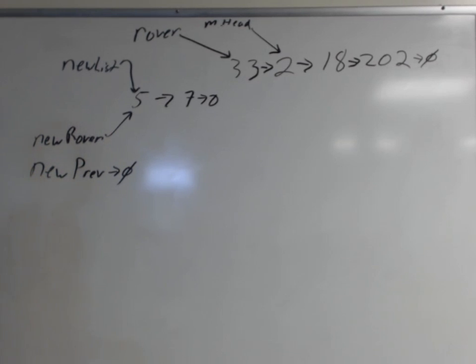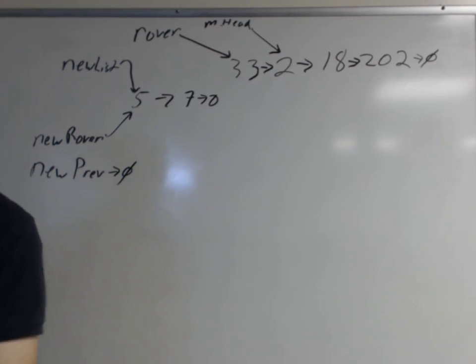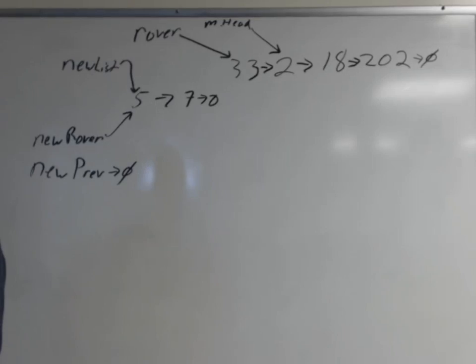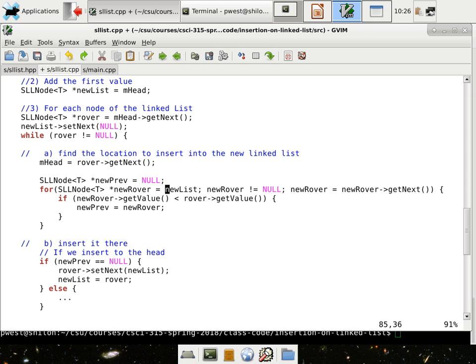All right, so new rover starts at 5. Is new rover null? No. So what's the first thing we do? Wow, my arrows are not working.